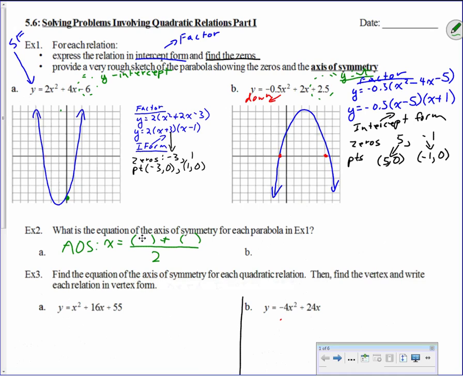Now, to find the axis of symmetry, we have to add both intercepts and then simplify the top. So in this case, I have -3 plus 1 gives us -2 for the first one, all divided by 2, which gives us -1. So now that I know what my axis of symmetry is, I can take that and graph it on my parabola.